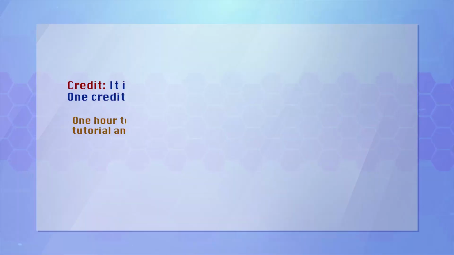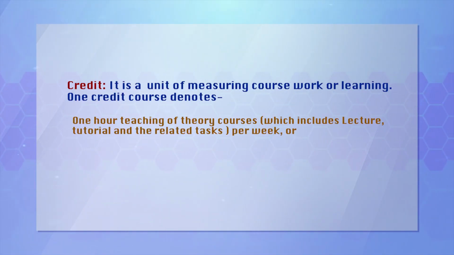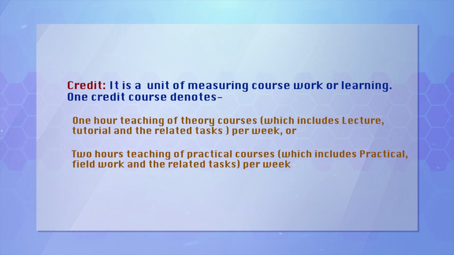Credit determines the number of hours of instruction per week in a semester. One credit course denotes 1 hour teaching of theory courses, which includes lecture, tutorial and the related tasks per week, or 2 hours teaching of practical courses, which includes practical or field work and the related tasks per week.